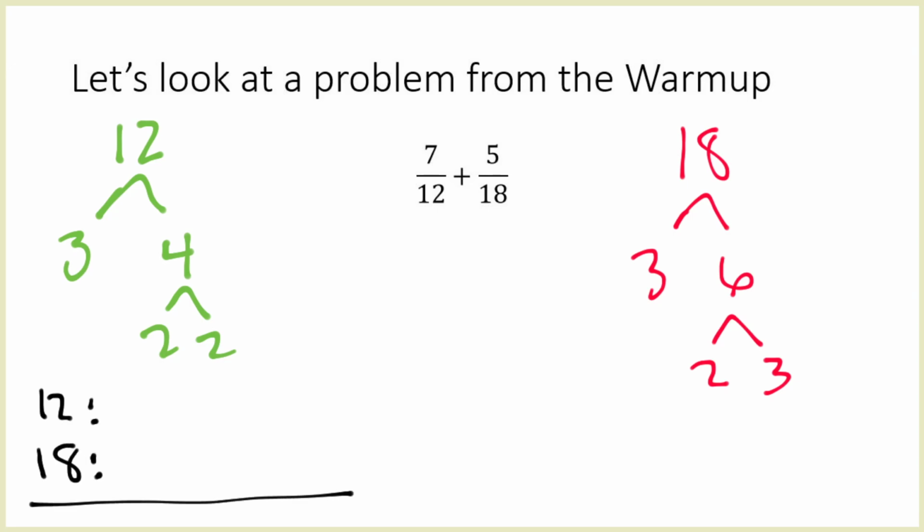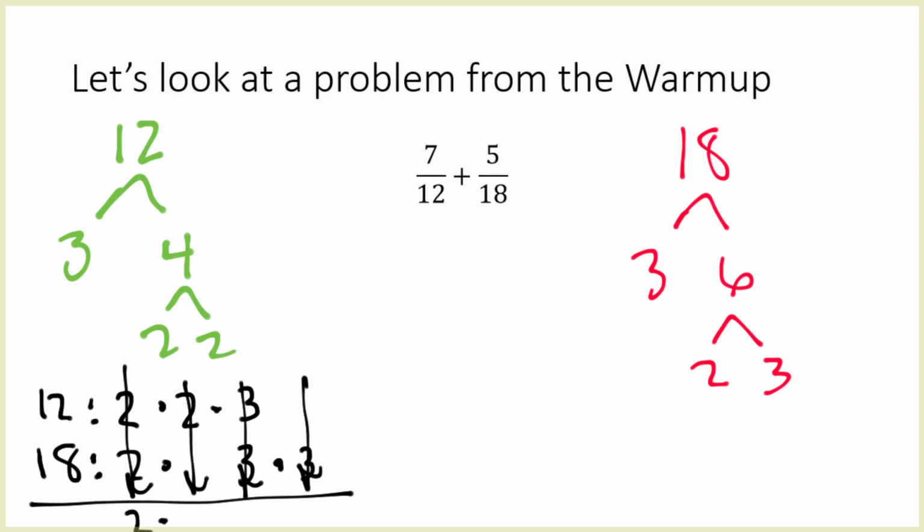In my 12 row, my factors are 2 times 2 times 3. In my 18 row, my factors are 2 times 3 times 3. I drop down all of the columns. 2 times 2 times 3 times 3, which is 36. So I know that my common denominator, I need to rewrite these as something over 36.